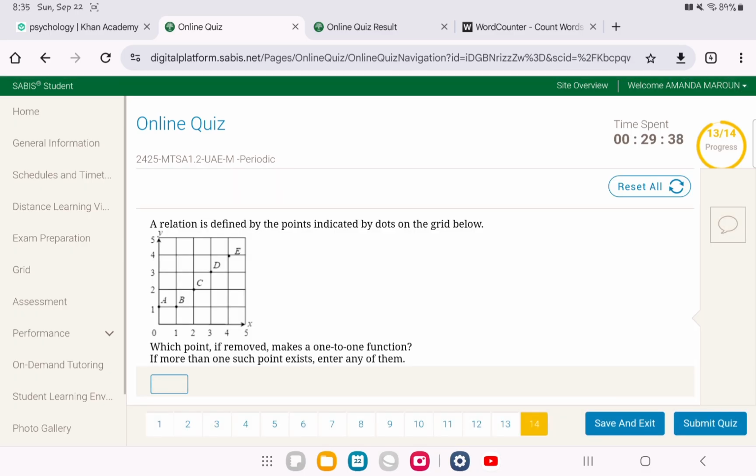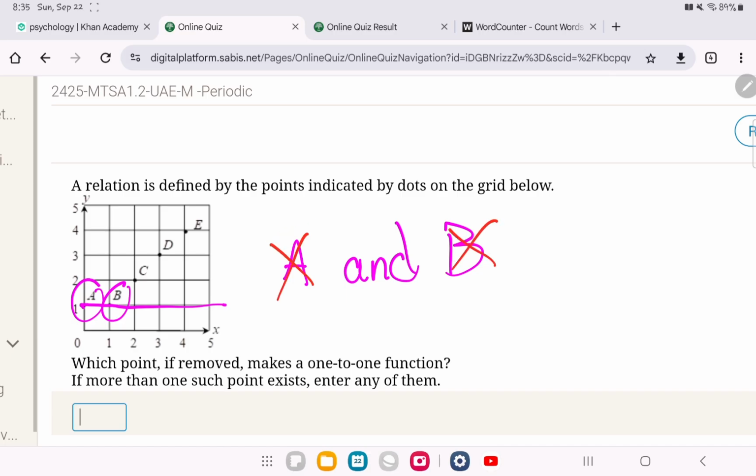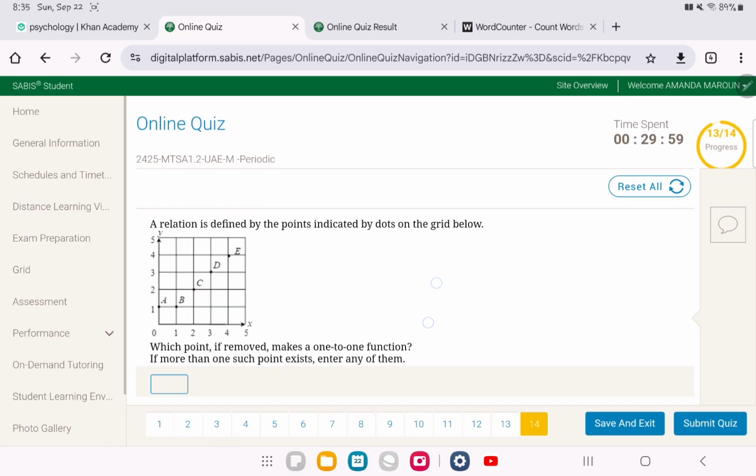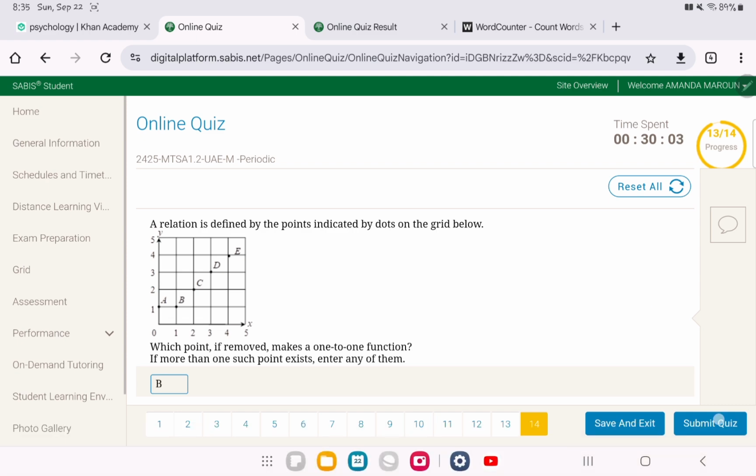Question number 14. Which point, if removed, makes a 1-to-1 function? We said for a 1-to-1 function, there should be no two points on the same horizontal line. So directly we have A and B on the same horizontal line. So you can remove either A or B and you will get the correct answer. So A is correct and B is also correct. So let's submit and see.